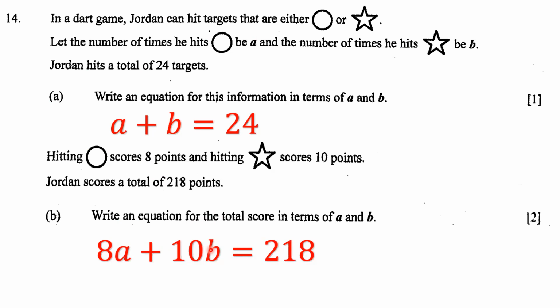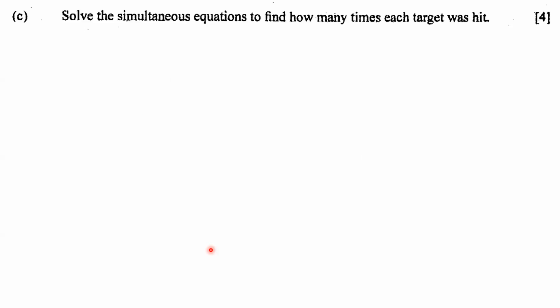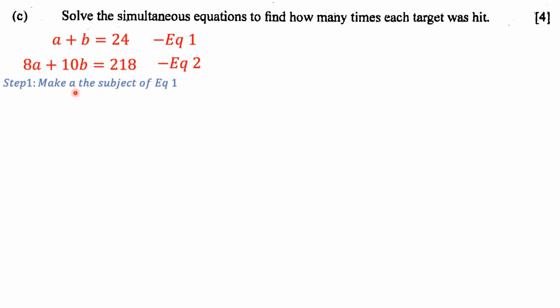So now we have our two equations. Next, they tell us solve the simultaneous equation. This is part C of our question. Solve the simultaneous equation to find out how many times each target was hit. So here we have the simultaneous equation. We're going to call this first one equation 1. We're going to call the second one equation 2. Our first step, we're going to make A the subject of equation 1. So we're going to use substitution to figure this out.